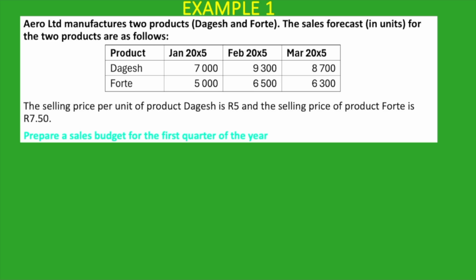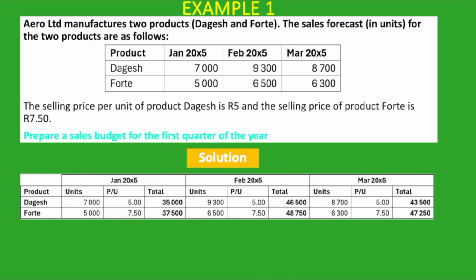So we know the first quarter of the year is the first 3 months of the year, that is January, February, and March. So for us to do this, we simply need to take our number of units in January for both Dagesh and Forte, and we multiply them by their respective selling prices, and we do the same for February and March. That's why I say it's a very easy exercise to do. And here is how it's going to look. We've already drawn the table. You will see this is how it's going to look. Since we have two products, that is why we needed to account for them in our table here. We've got January 20x5, February 20x5, and March 20x5.